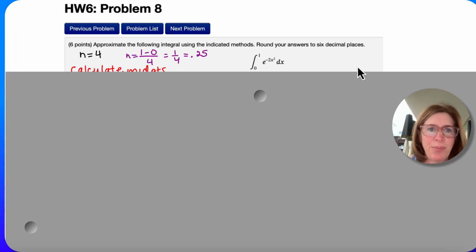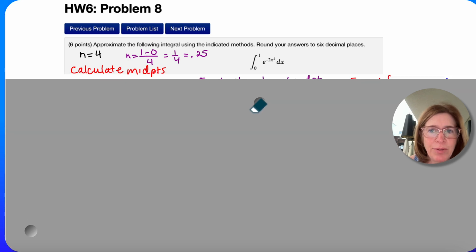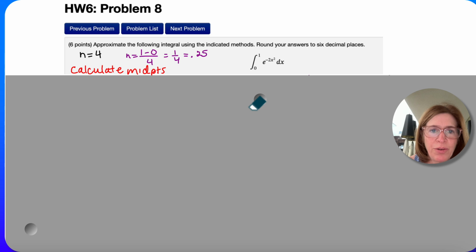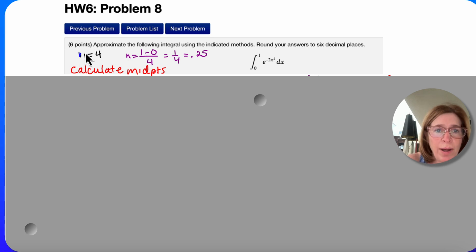So here is problem 8 again, but part B, which wanted you to find the integral using the midpoint method. So again, it was for n equals 4. So you first have to calculate your little buckets. So I did 1 minus 0, the higher limit minus the lower limit, over the number of sections you want. So it was 4, so I got 0.25.